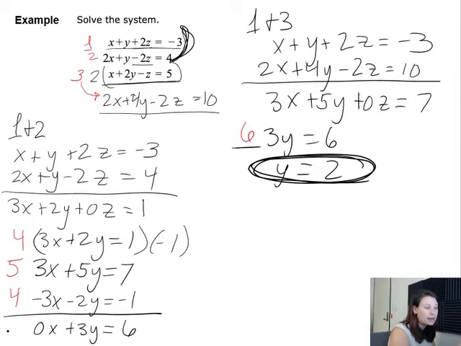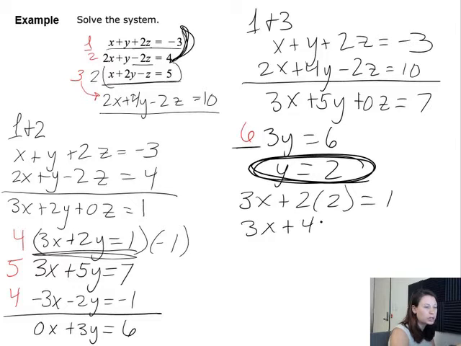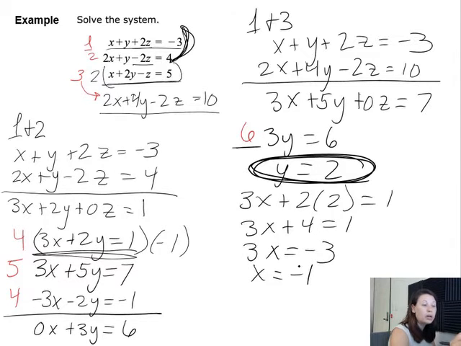So let's take the first version of 4 because it has smaller numbers and it's all positive. That's always kind of nice. So we have 3x plus 2 times 2 equals 1. So then 3x plus 4 is equal to 1. So 3x equals negative 3. So x equals negative 1, right? So there's our second solution portion.